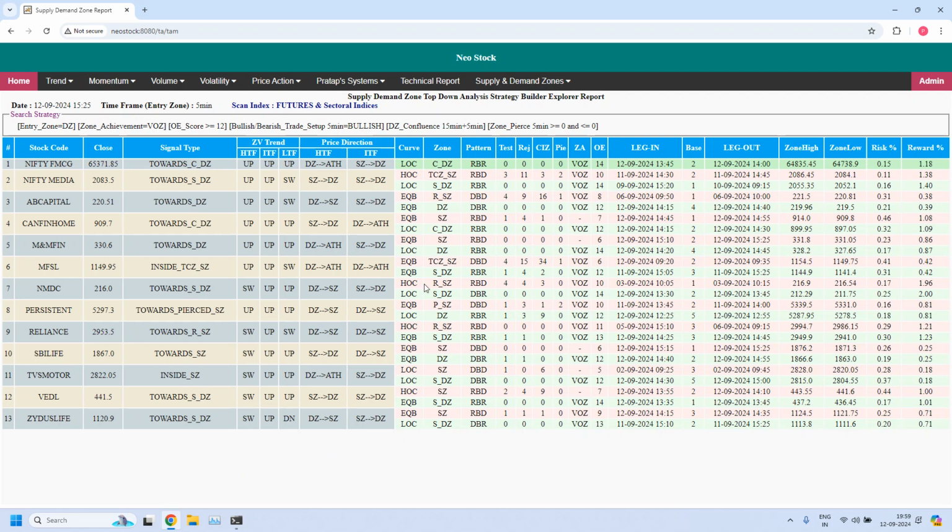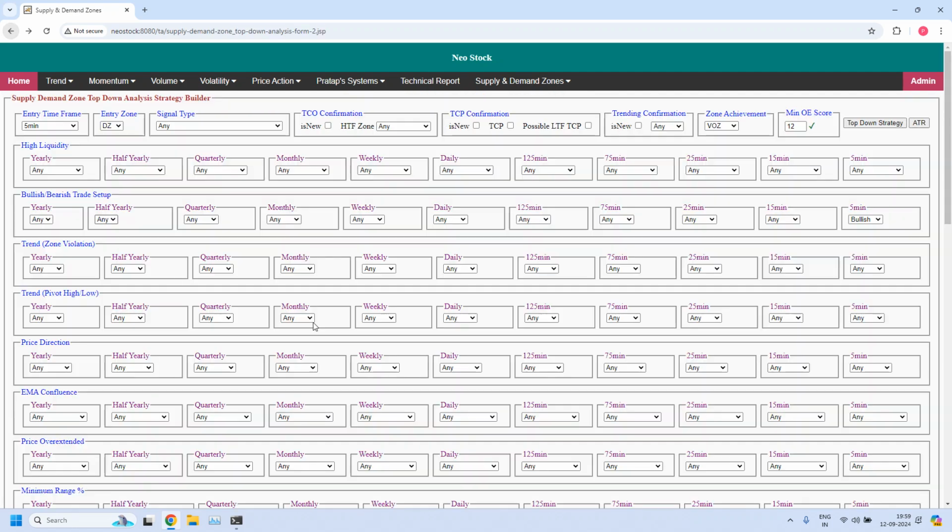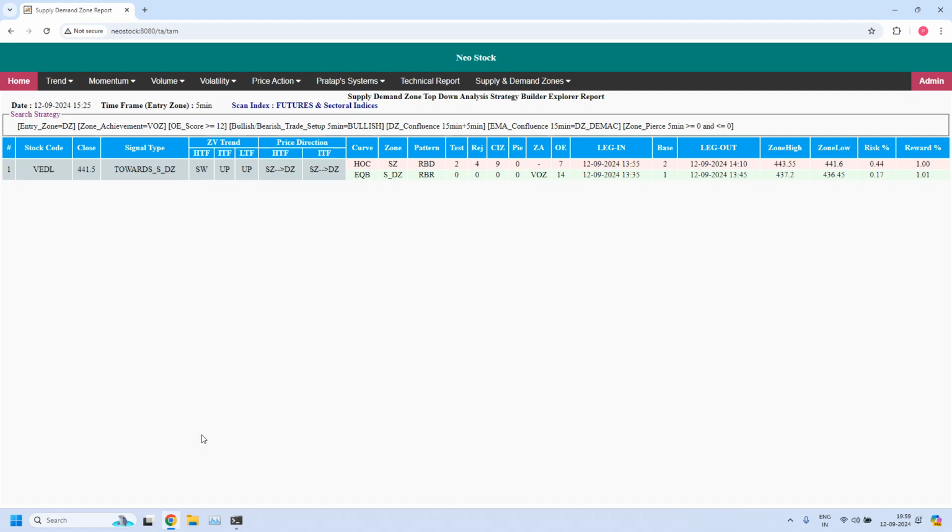Okay, now let's verify out of these 13, any of the 15-minute zones are having daily EMA confluence. So in the EMA confluence, in the 15 minutes time frame, I am checking for 15 minutes demand zone with daily EMA confluence. Only one stock is having. VEDL is having a high liquidity zone. RR is also good.